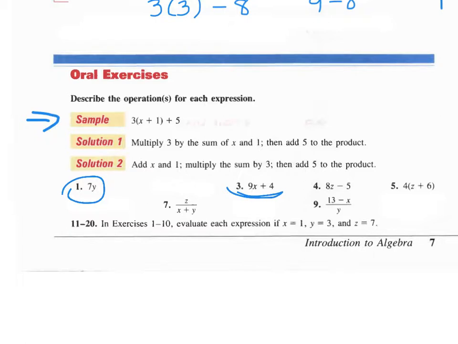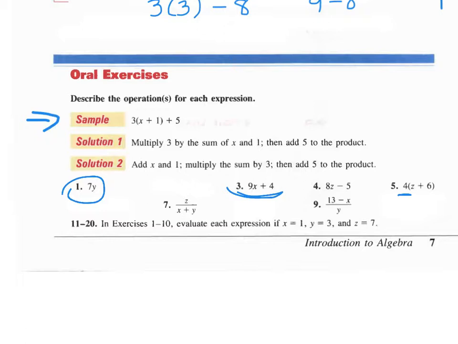Addition and multiplication. Good. So when you have a number outside of a grouping symbol, you're going to multiply the 4 to it, and then inside the grouping symbol was addition. Perfect. All right, what about number 7? Division and addition. Perfect. Whenever it's a fraction, remember that the fraction bar means division. All right, and then number 9? Division and subtraction. Perfect. Everybody good on those?